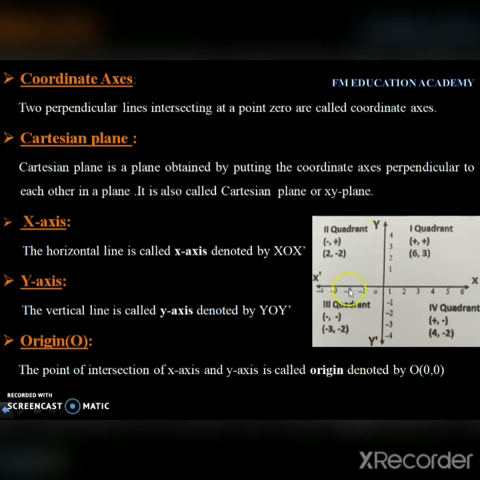Now, what is origin? Origin O is the point of intersection of the x-axis and y-axis. So, where the x-axis and y-axis meet, that point is called the origin O, and it is written as (0, 0), because here the origin O is meeting at 0. So, x is also 0 and y is also 0. Now, let us see some more very interesting basic concepts of coordinate geometry.